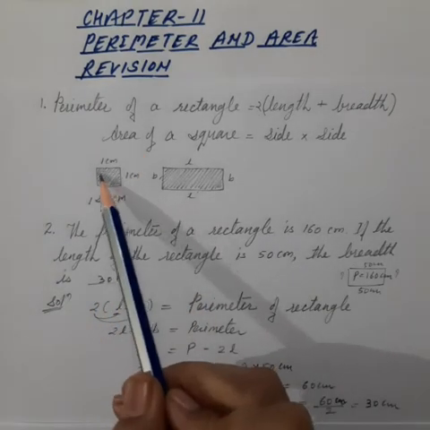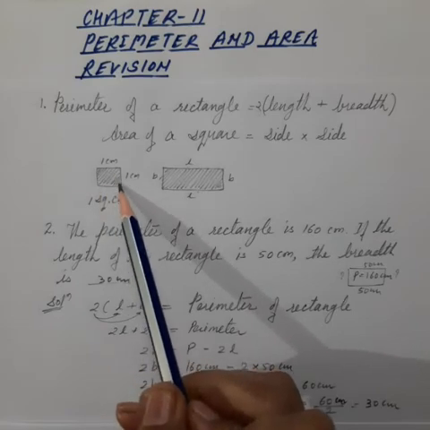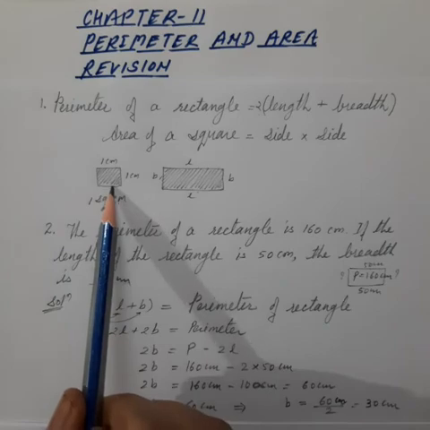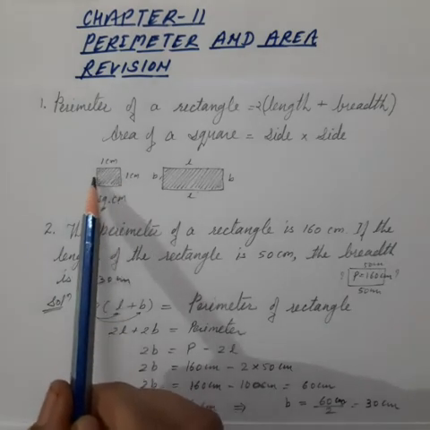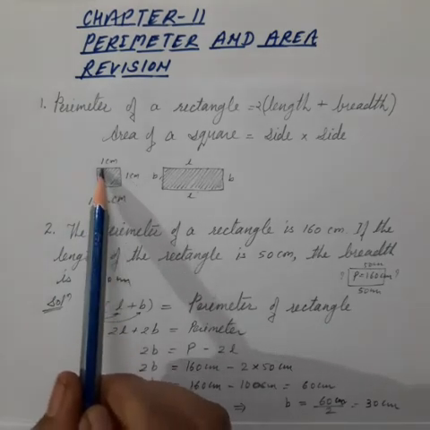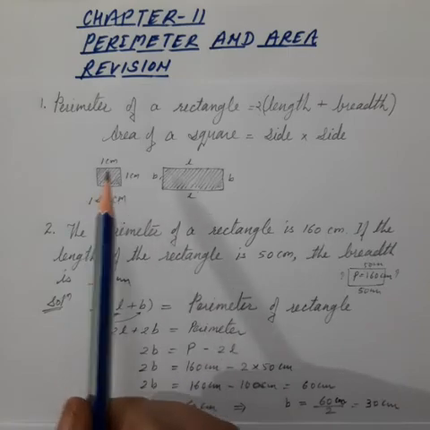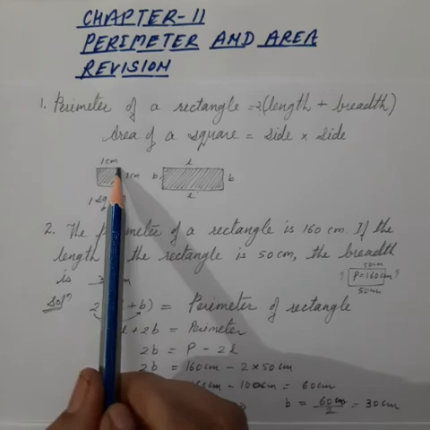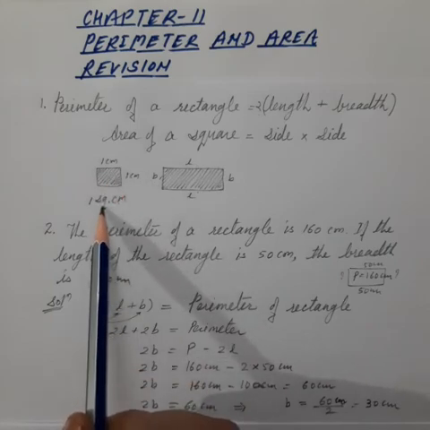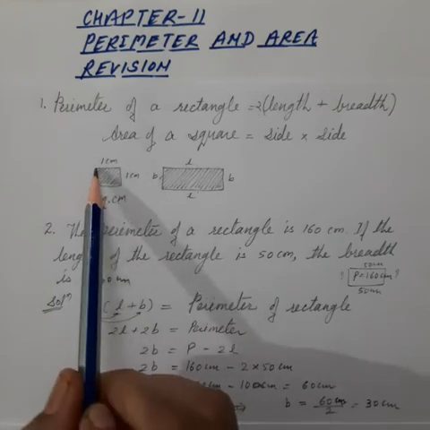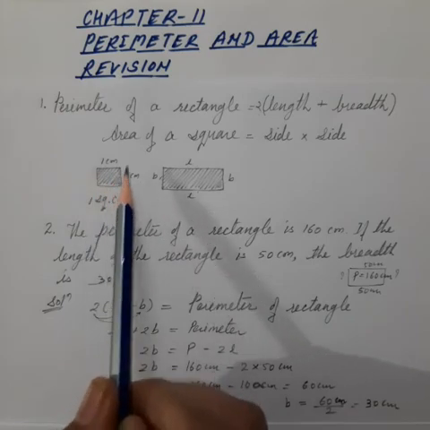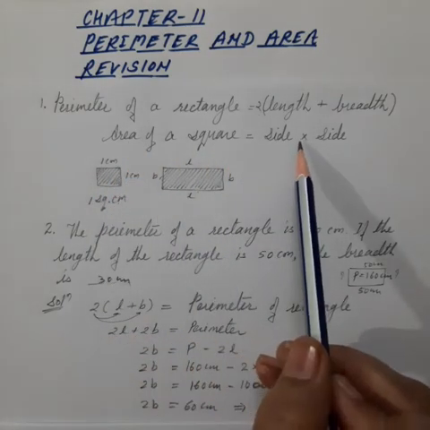Area. Area is the surface enclosed by a closed figure. A square is a regular four-sided polygon with all its 4 sides equal and all 4 angles right angles. The area of a square with side 1 centimeter is taken as 1 square centimeter. 1 centimeter into 1 centimeter, side into side. So, area of the square is side into side.